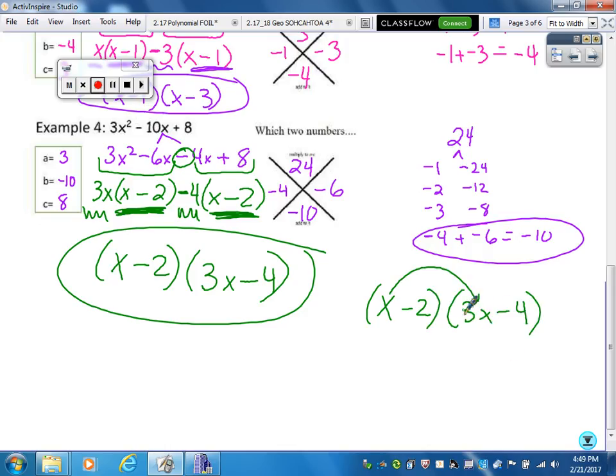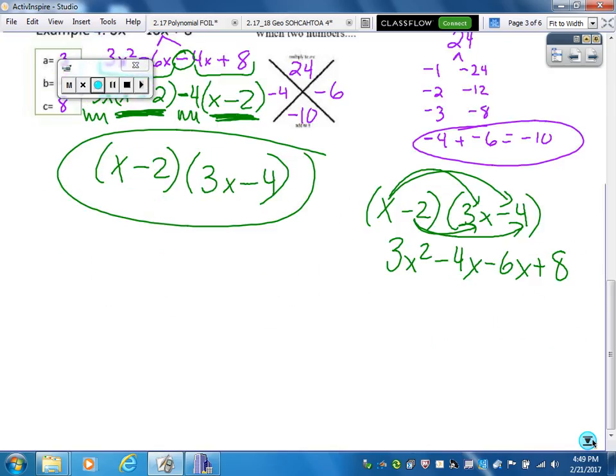So x times 3x is 3x squared. X times negative 4 is negative 4x. Negative 2 times 3x is negative 6x. And negative times a negative is a positive. 2 times 4 is 8. So this is why we had to break it apart. We've got these like terms that have to go back together. And now we've got the same polynomial we started with, especially now that we started with the right factor. All right, thanks for listening.